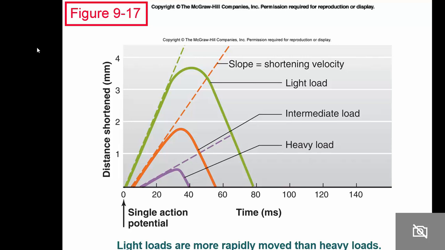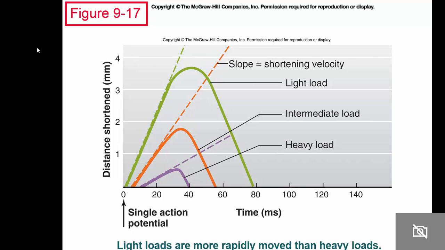This is another important curve here. This one is taking a look at the distance shortened in millimeters over the time in milliseconds. And what's important is you have a light load, an intermediate load, and a heavy load. The light load is green, the intermediate load is orange, and the heavy load is purple. So if I had to say to you, what's the important take-home message of this graph? What would you focus on in this graph to tell you the story about load and velocity?